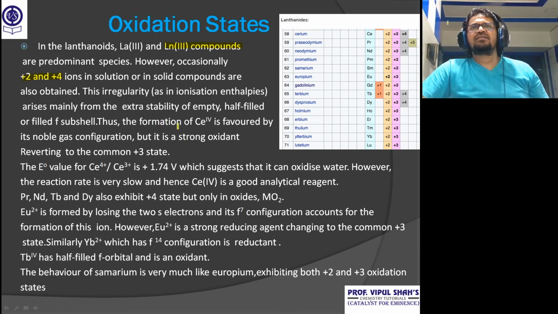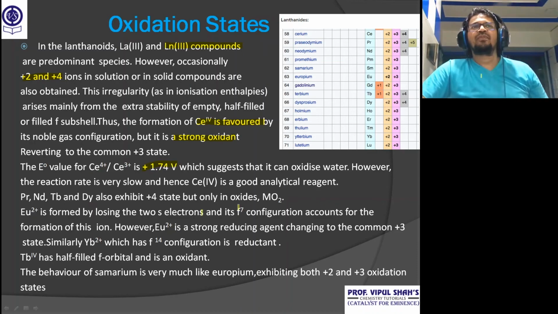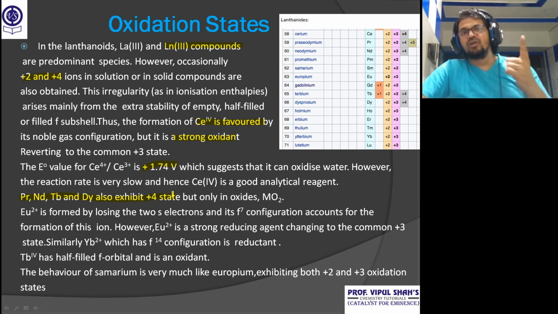Now what it says: cerium 4+ achieves a noble gas configuration, and it's a good oxidant, a good oxidizing agent. Look at its E0 value, it is positive, meaning in the SRP series it is placed above hydrogen. Secondly, Ce2+ is a good reducing agent. Then praseodymium, neodymium, terbium and dysprosium exhibit the +4 state only in their oxides. If they are +4, these are good oxidizing agents.